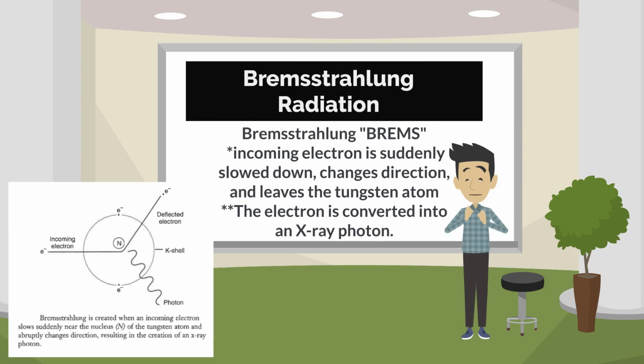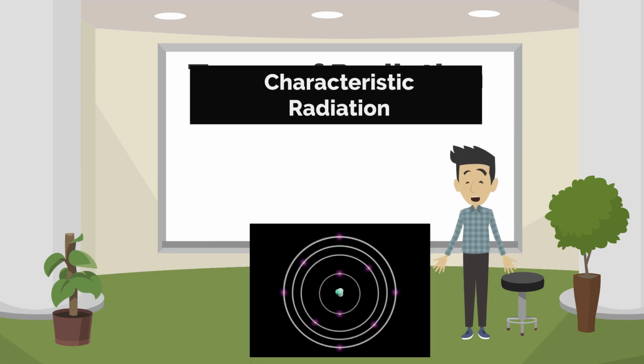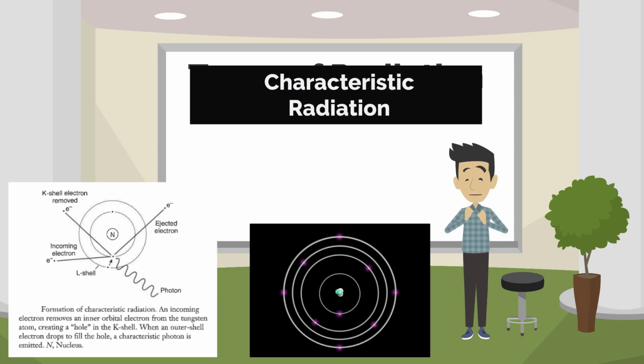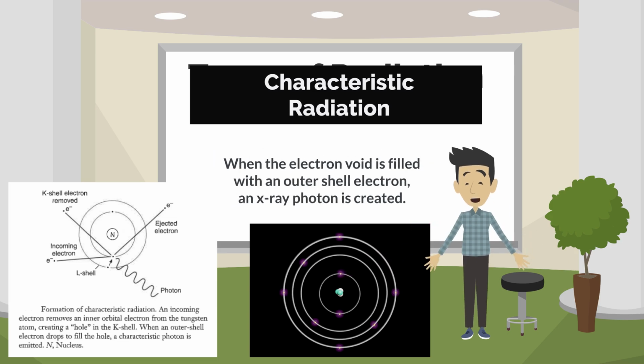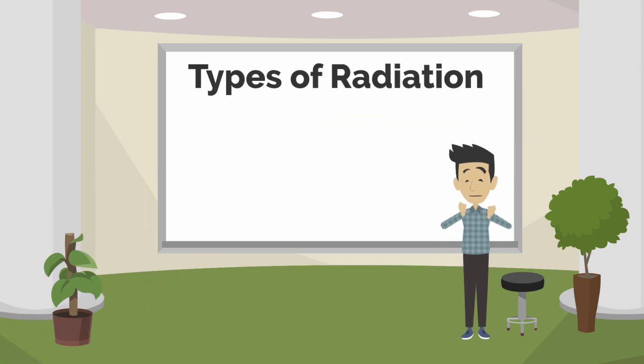To recap, Bremsstrahlung radiation is created when an incoming electron is suddenly slowed down, changes direction, and leaves the tungsten atom. Characteristic radiation is created when an incoming electron interacts with the K-shell electron and knocks it out of orbit. When the electron void is filled with an outer shell electron, an X-ray photon is created. Below 70 kVp, 100% of the photons in the X-ray beam are from Bremsstrahlung interactions. Above 70 kVp, about 85% of the beam is Bremsstrahlung. The majority of all X-rays produced by the tube are from Brems radiation.